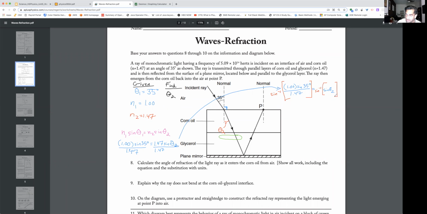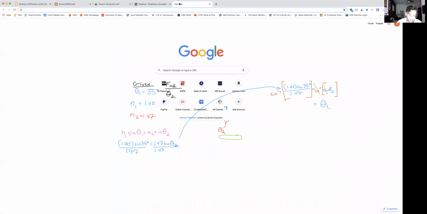So I'm taking the inverse sine. What happens then is that the inverse sine and the sine cancel over here. And what I'm going to get on the right-hand side is just theta 2. And on the left-hand side, I will get a calculation for what this equals. So now let's pop this into a calculator. I have the inverse sine of 1.00 times the sine of 35 divided by 1.47. All right.